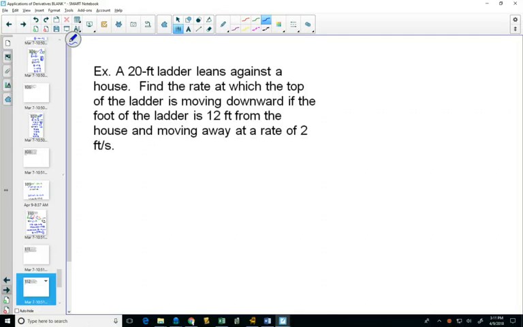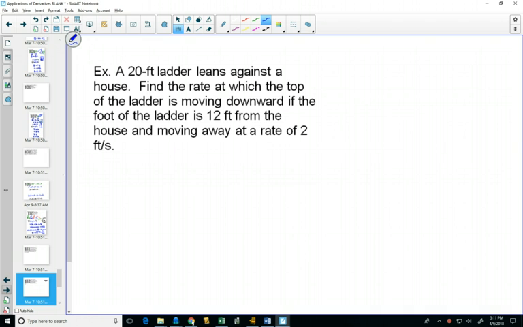A 20-foot ladder leans against a house. Find the rate at which the top of the ladder is moving downward if the foot of the ladder is 2 feet away from the house and moving away at a rate of 2 feet per second. This would not be a very entertaining ladder to start climbing. Because as you're going up, you realize you're going down. And then you have to make a decision at that moment.